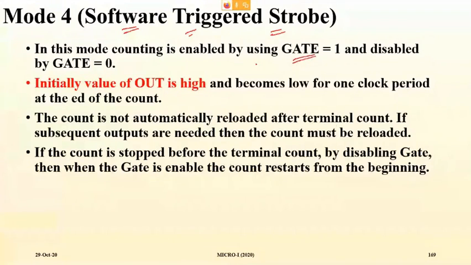Okay, this is clear. When the gate is 1, the count starts. When the gate is 0, the count stops. But I believe these two are more important to understand. The rest of the things you know from the previous modes also.